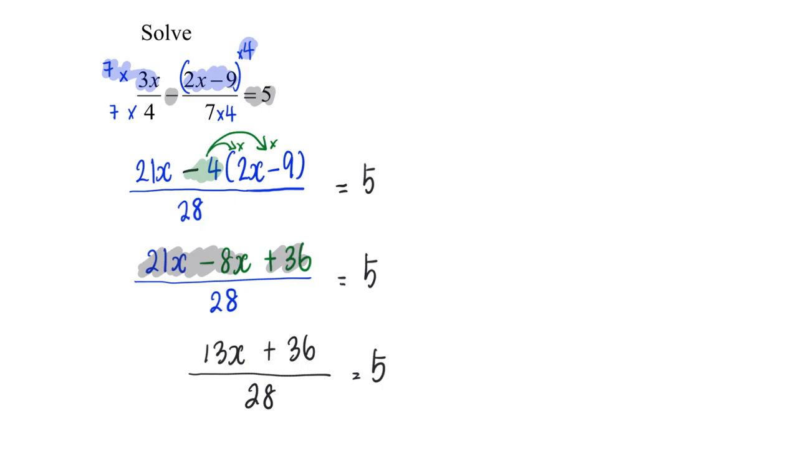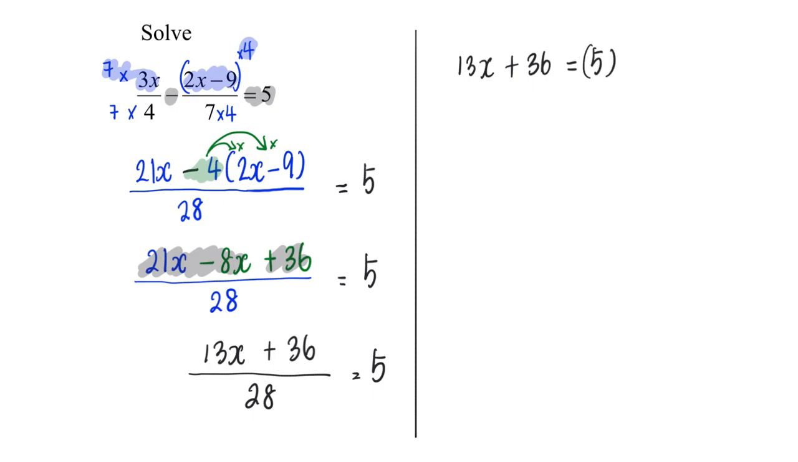So the next step here would then be to multiply 28 on both sides, so that the next line that you see will look like this. 13x plus 36 will be equals to 5 times my 28. And so this will be 5 times 28 is 140.